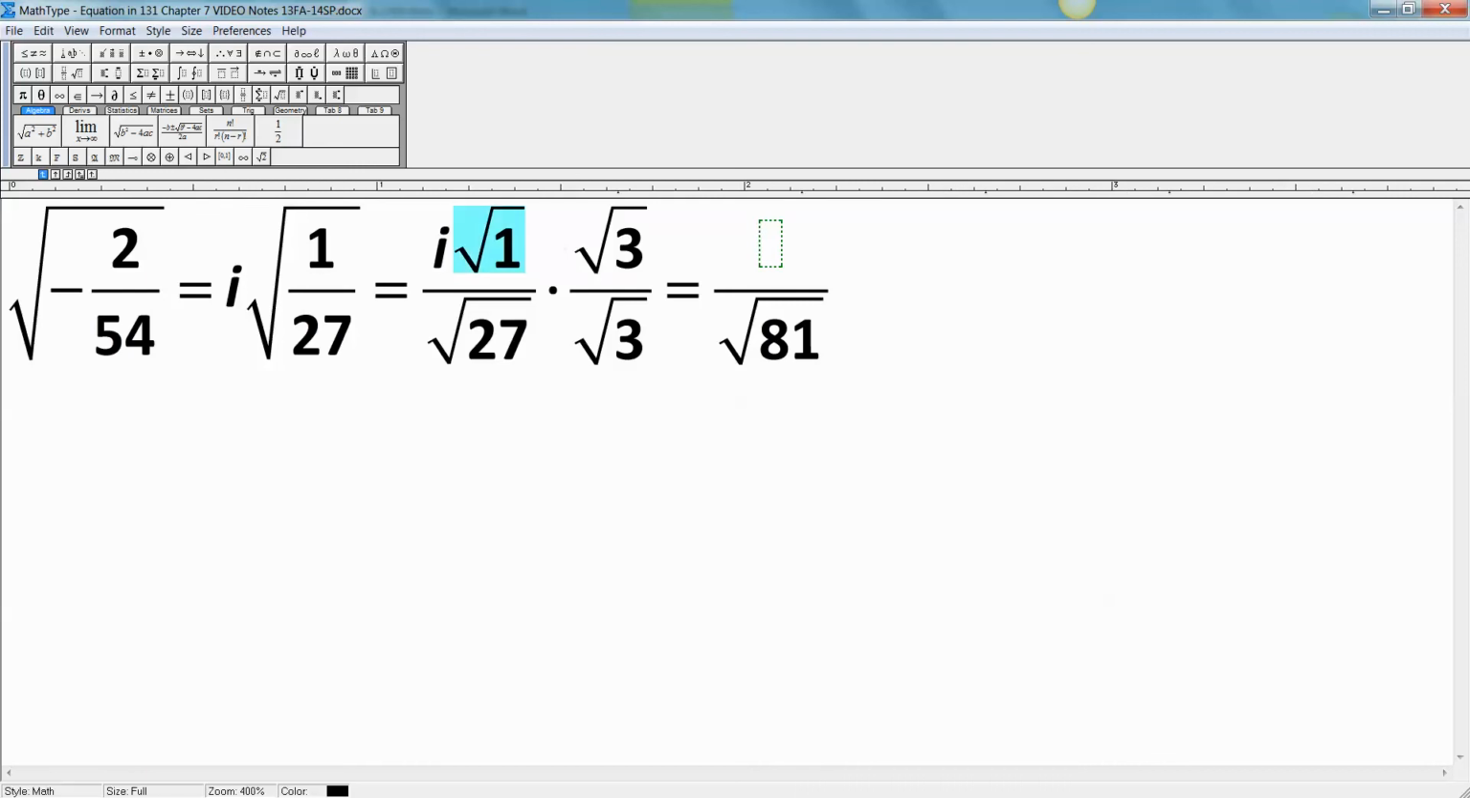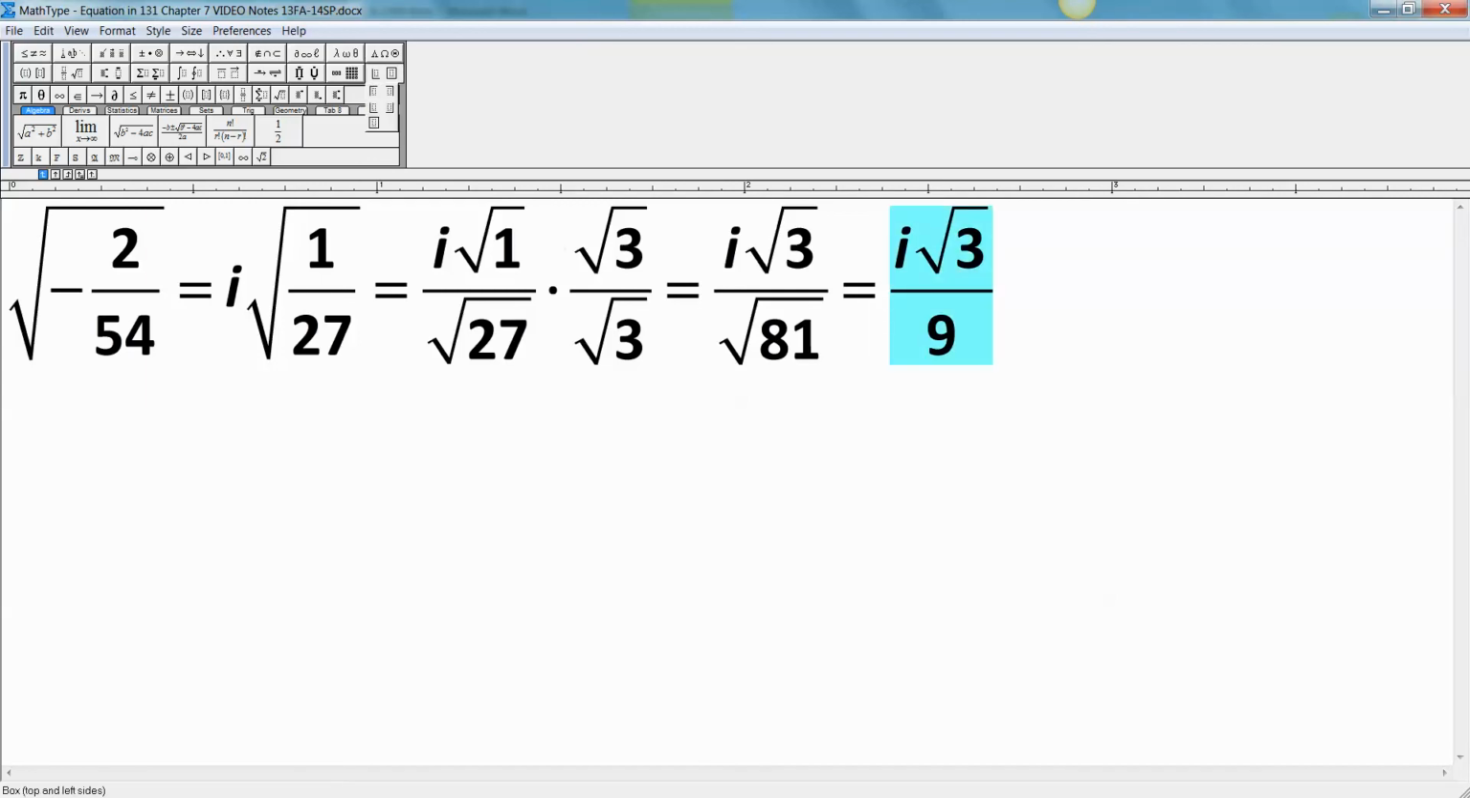And my numerator, that's 1i times the square root of 3, so that's just i square root of 3, right? Because 1 times 3 is 3. So we just need to figure that out. And that is i square root of 3 over 9. And you're done.